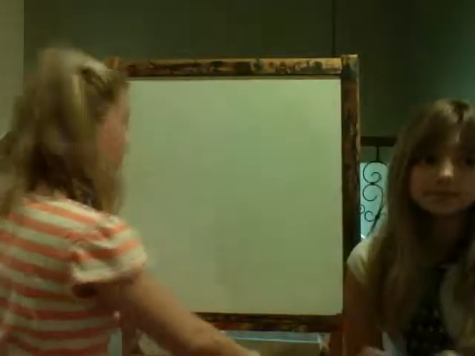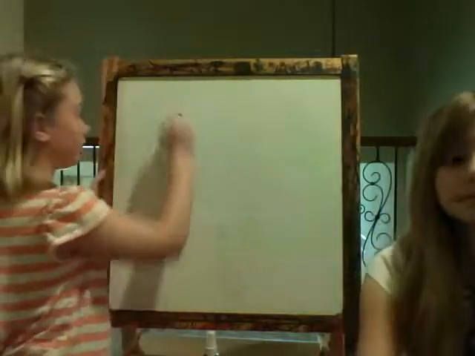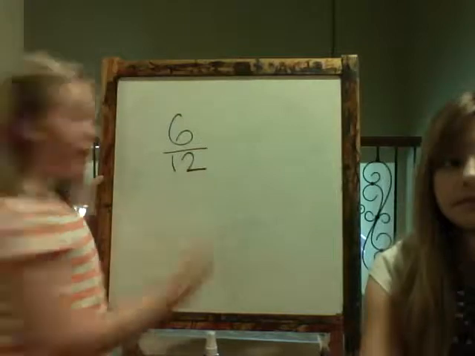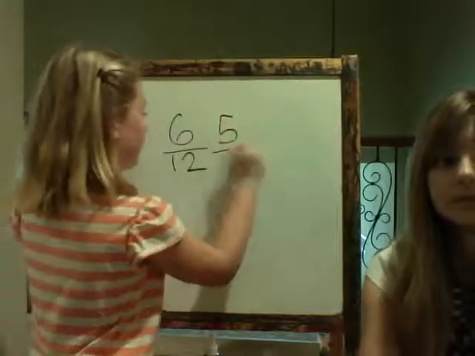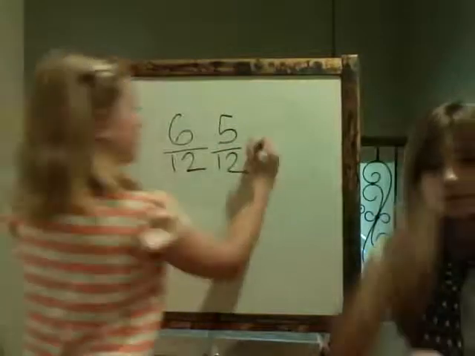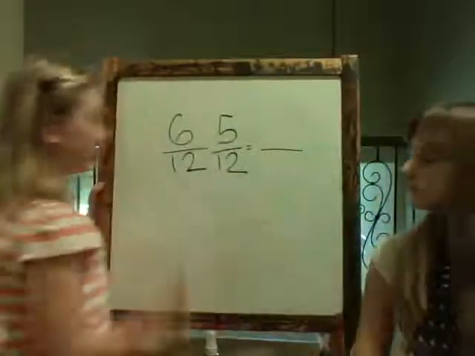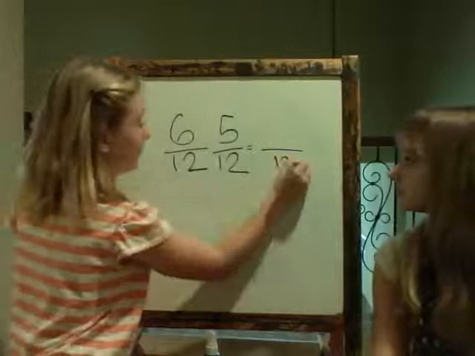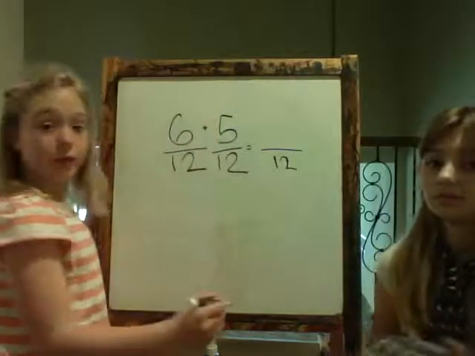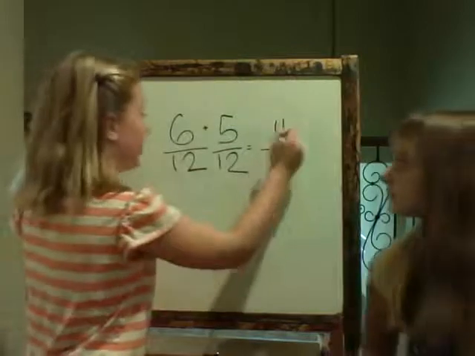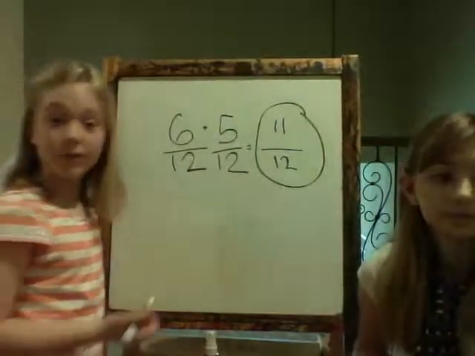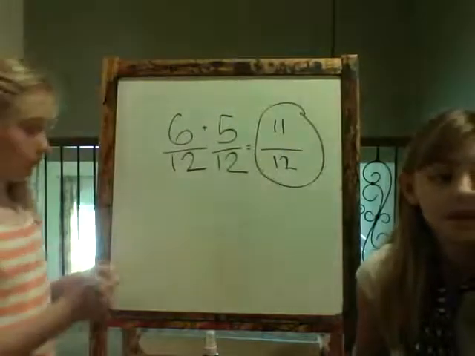Well, if you have 6/12 and 5/12, here is what you would do. Since you're adding them with the same denominator, you just bring over your 12 for your denominator. Then you add 6 plus 5 for your numerator. So your answer would be 11/12. It's the same way for subtracting fractions.